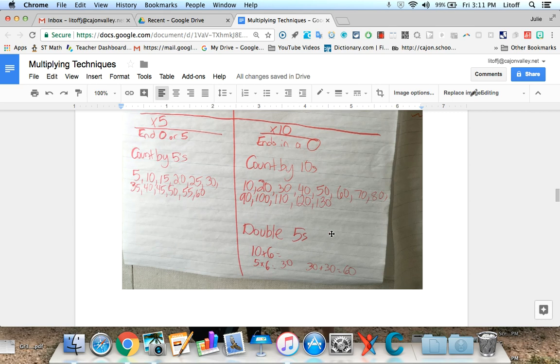You can also double your 5's, so 10 times 6, you can do 5 times 6 and then double that answer. Or another thing that's not written here is you just take the 0 and add it to the end of the other factor. So in 10 times 6, 6 is the other factor. I can just take the 0, put it at the end of the 6, and you have 60.